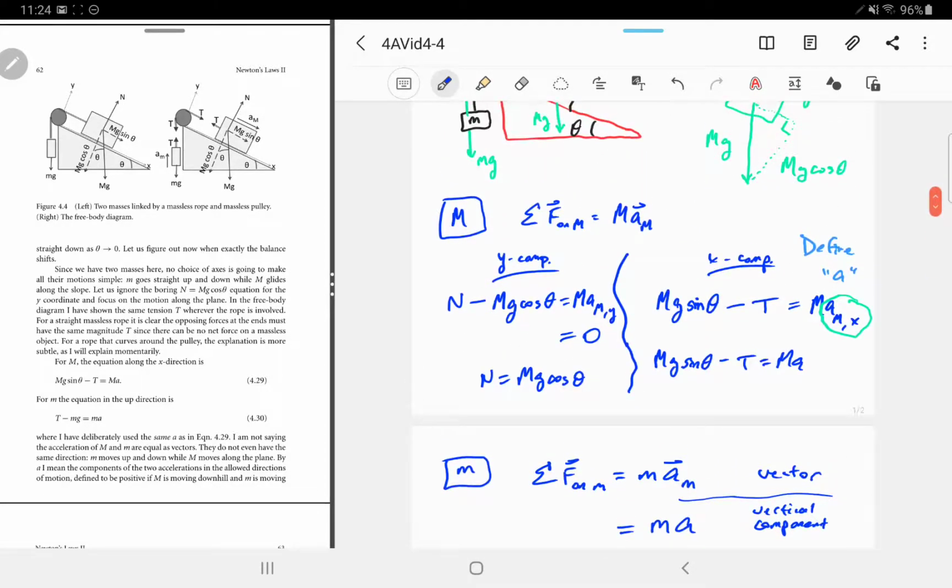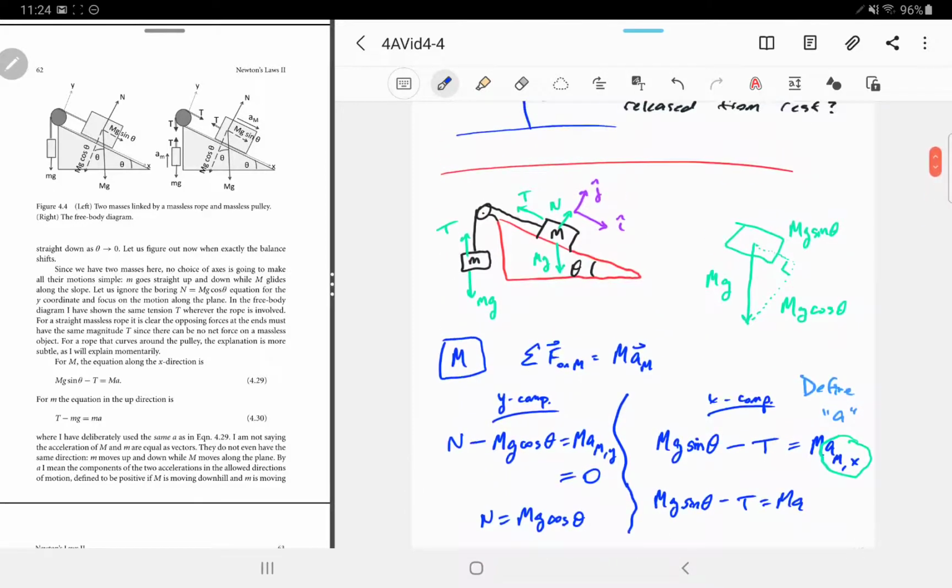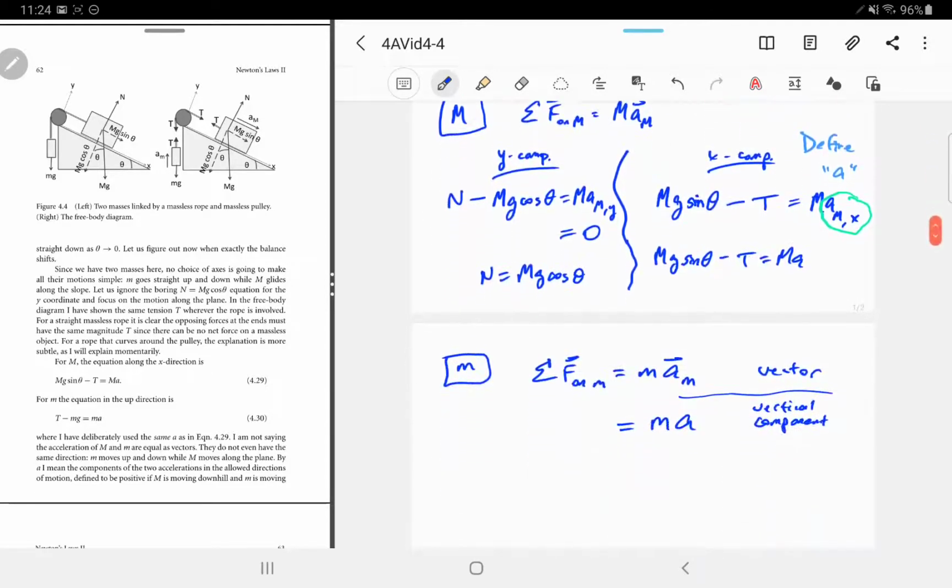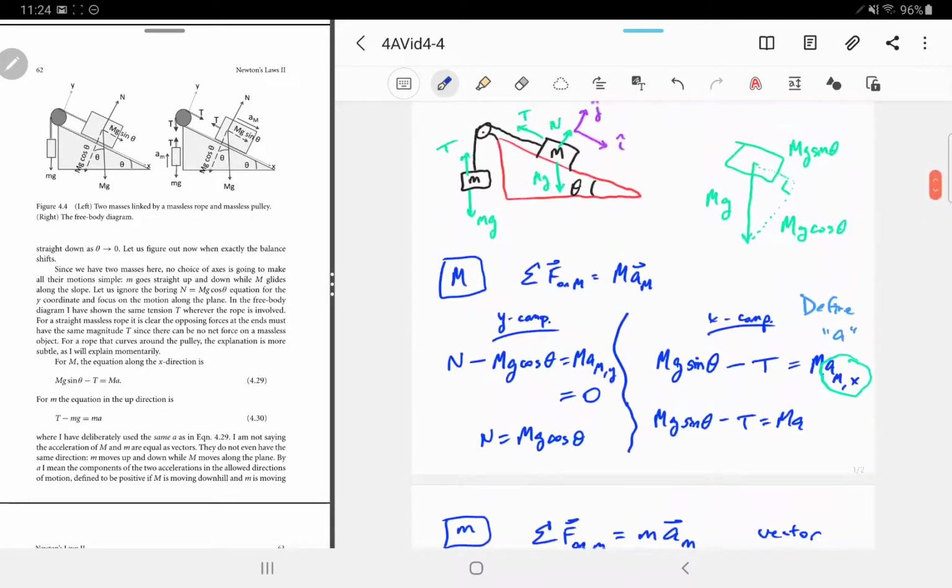Okay, so if we're going to set this equal to ma, positive is upward by definition. Remember, positive acceleration means lowercase m is going upward. And so we have to write this as T minus mg. Not mg minus T, but T minus mg.